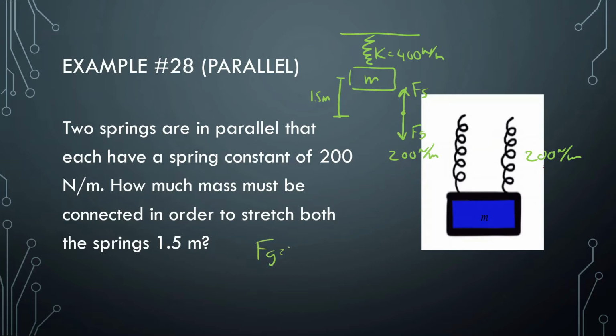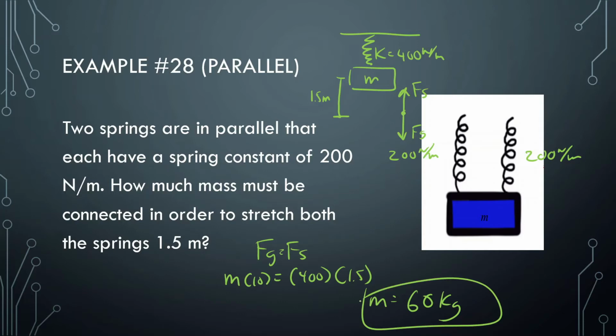So we have force of gravity is equal to force of the spring. The force of gravity is mass times 10, and the force of the spring is going to be the K value of 400 times X, and we want it to stretch 1.5 meters. Now, if we plug this into our calculators, we should be able to get what M is equal to. Divided by 10, and we get 60 kilograms. That's a pretty heavy mass. All right, simple enough.